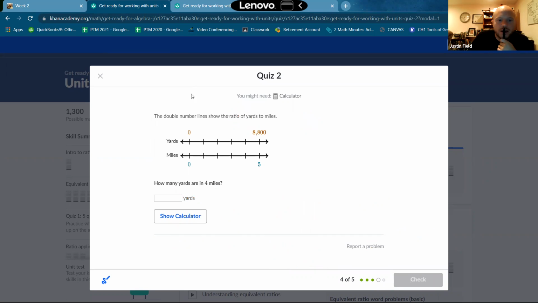Okay. Double number line here. The double number line shows the ratio of yards to miles. How many yards are in 4 miles? Okay. So looking at these tick marks here, what I think we should do is, since we have our ratio, we could take that and divide it, and that would be our unit rate.